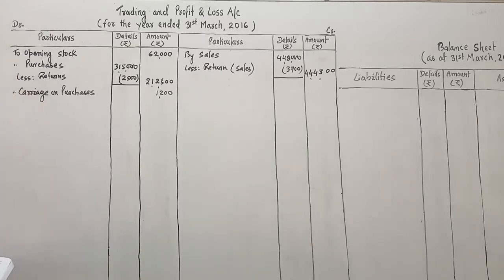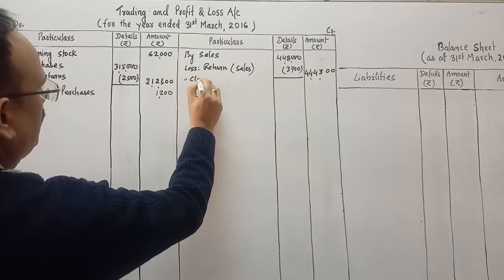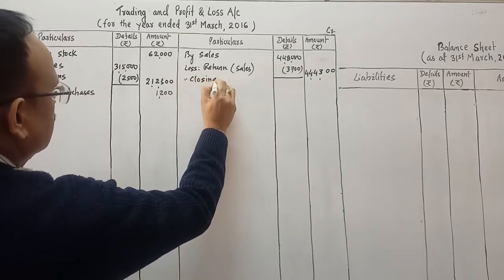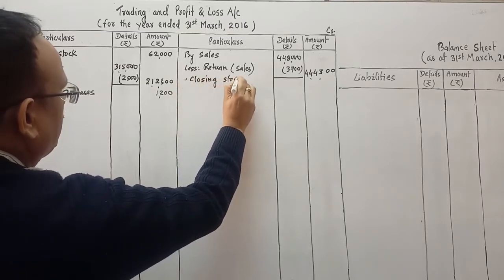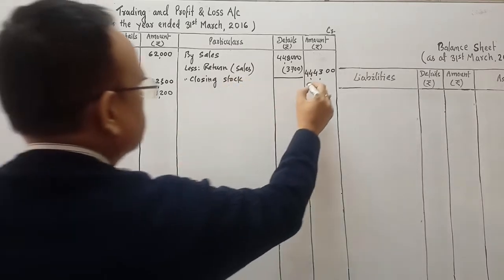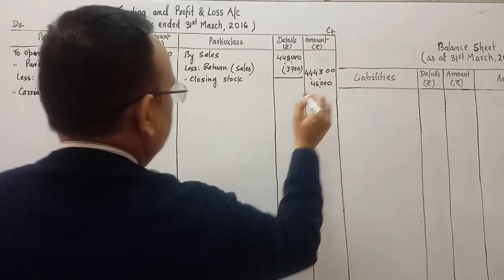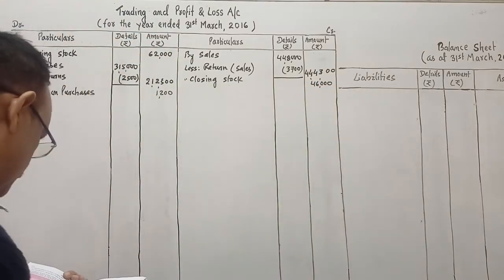Next, related to the trading account is your closing stock given in the adjustment. Closing stock given in the adjustment number 1, stock at 31st March 2016. 46,000 is the closing stock.